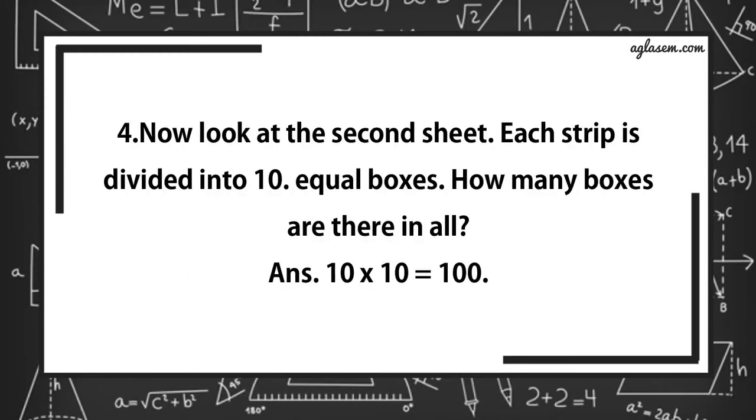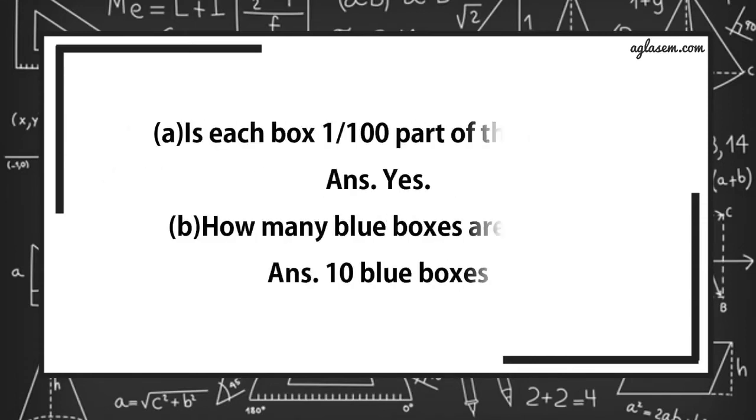Fourth, now look at the second sheet. Each strip is divided into 10 equal boxes. How many boxes are there in all? Answer is 10 into 10, that is 100. A part says, is each box 1/10 part of the sheet? Answer is yes. Second, how many blue boxes are there? Answer is 10 blue boxes.